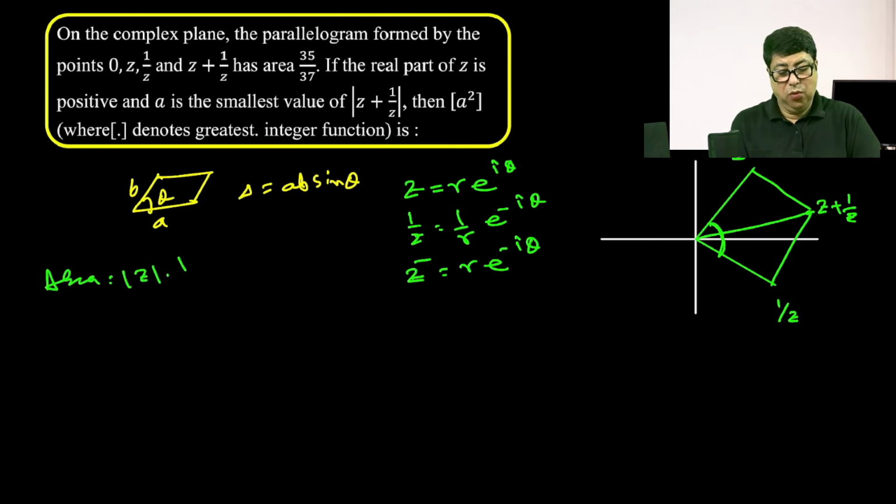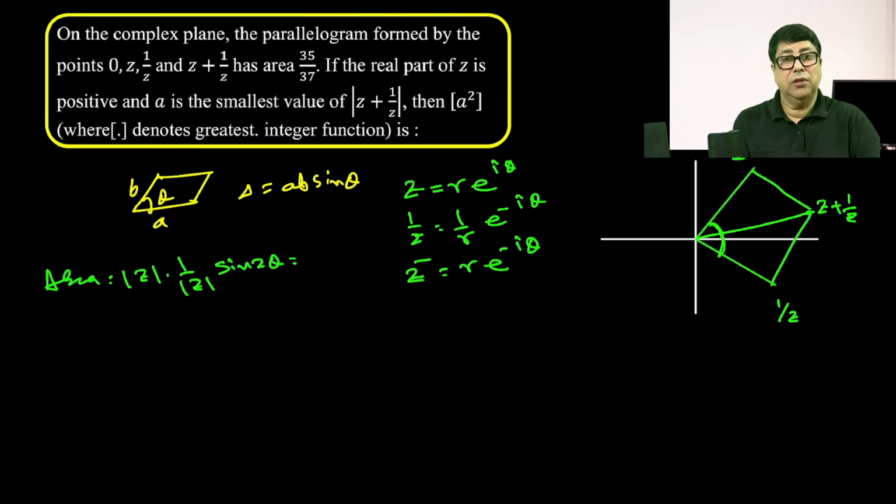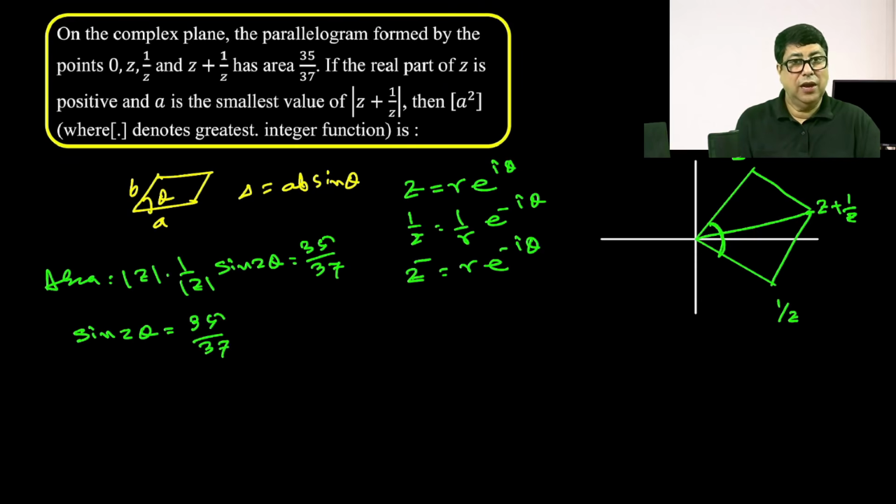Mod z into mod 1 by z, a into b, coterminous edges. Just see and understand. Here it is coming to be a into b and the included angle sine theta. Here it is 2 theta. Therefore, I can say here sine 2 theta. According to the question, this is coming to be what? 35 by 37. Therefore, I can say sine 2 theta equal to 35 by 37. Sine 2 theta is coming to be 35 by 37.